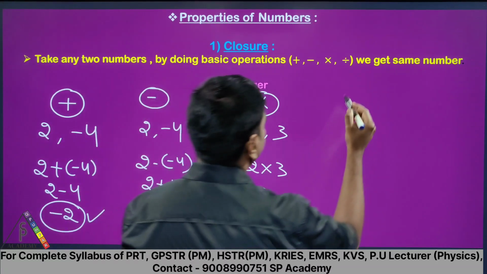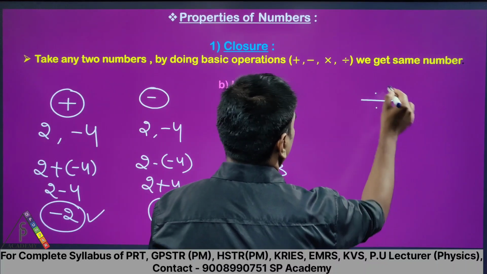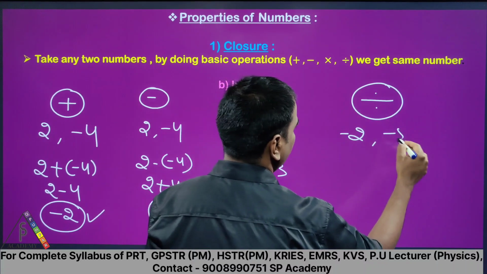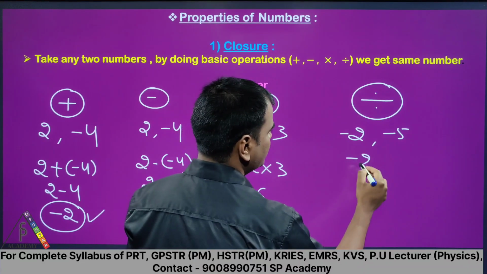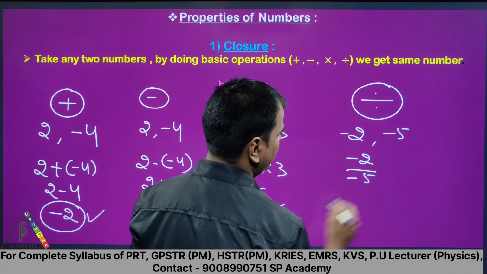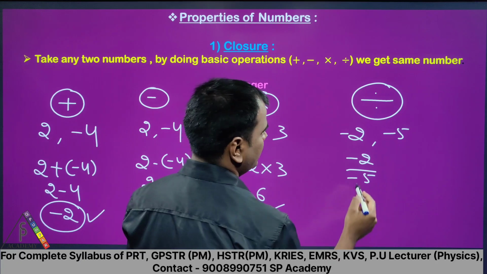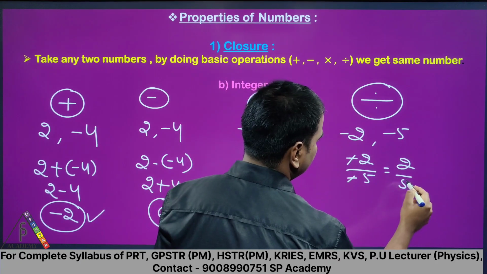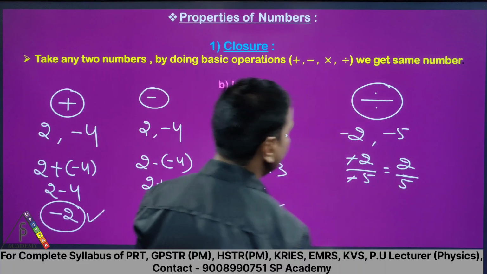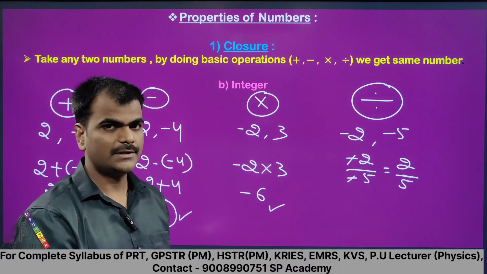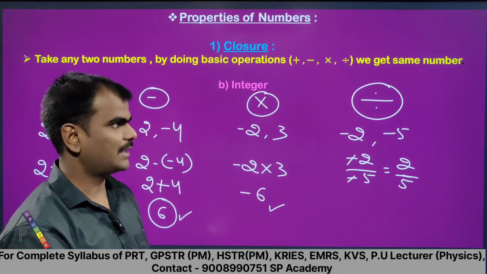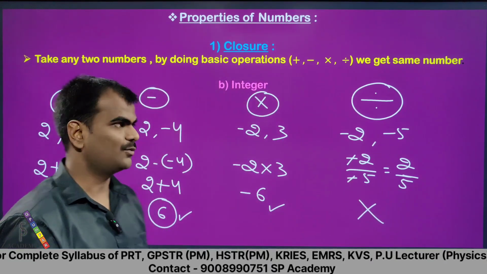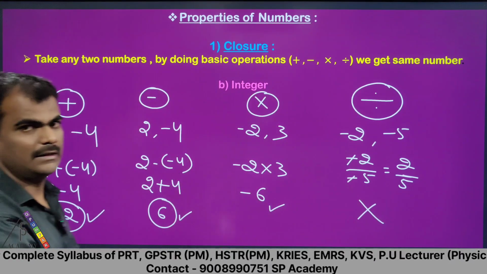Next, division. Now we'll take two integers, -2 and -5. -2 by -5, minus minus cancels, that is 2 by 5. Here, when you take two integers and divide, we are getting a rational number. Therefore, under division, integers are not closed. We'll get a rational number.